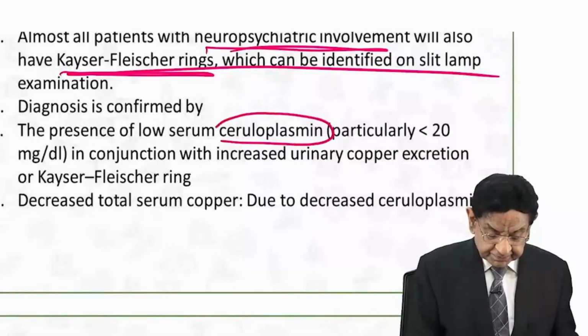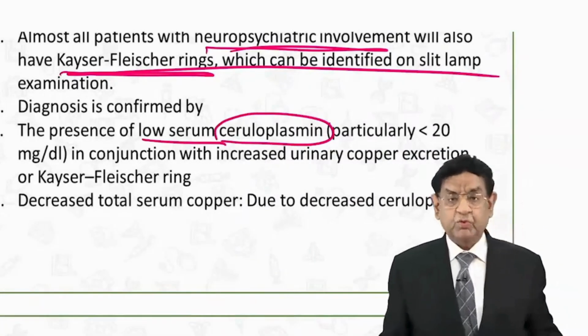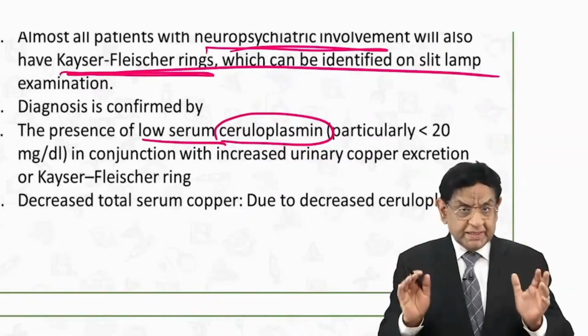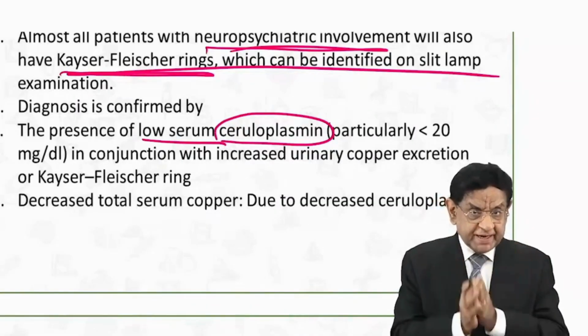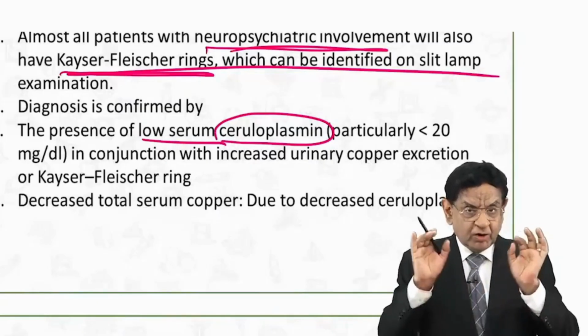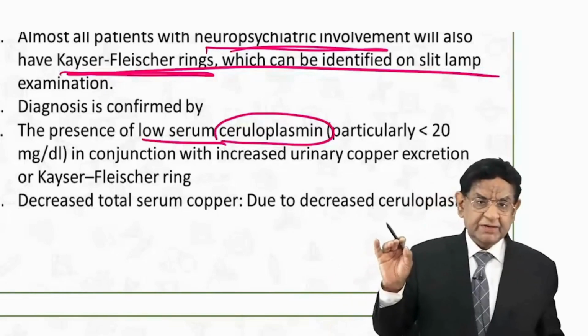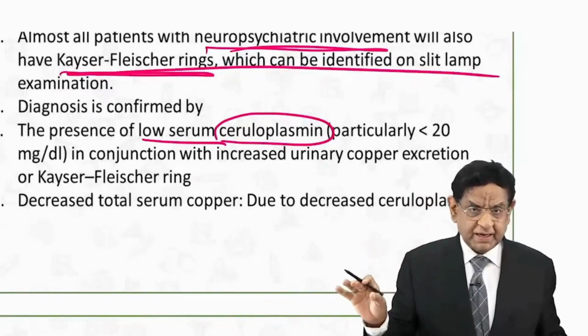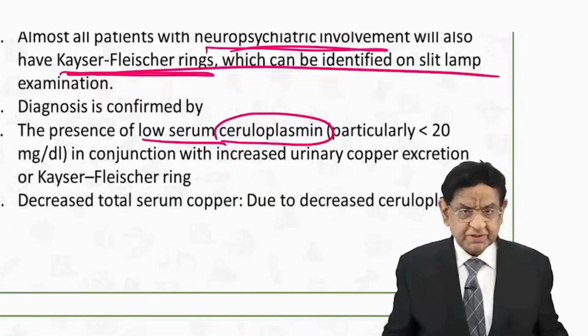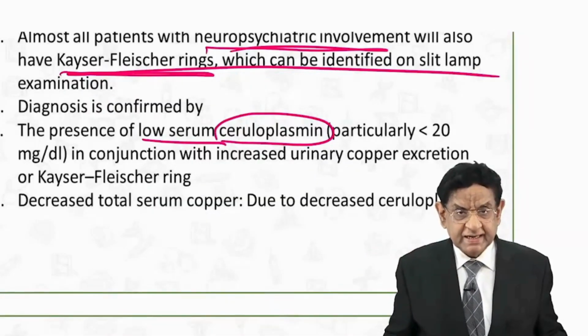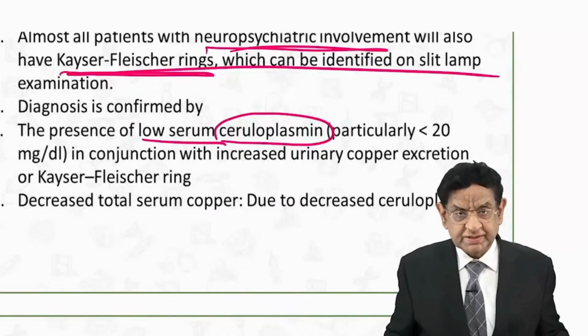Ceruloplasmin level will be reduced. Why? Normally ceruloplasmin is being made and it goes into the blood: 90 to 95% goes into the blood and 5 to 10% goes into the bile. Okay, this is normal physiology.